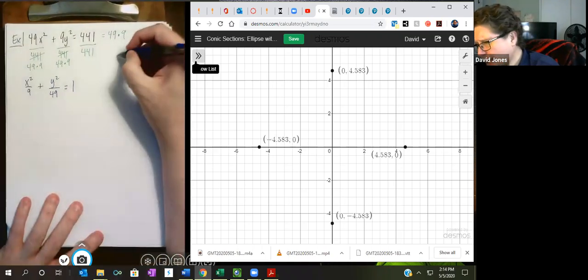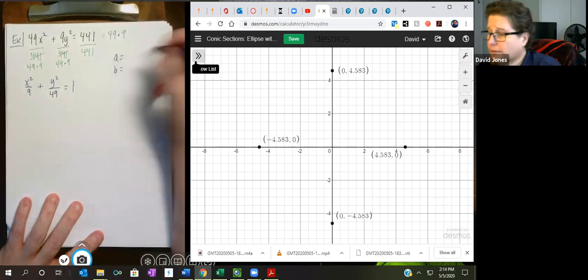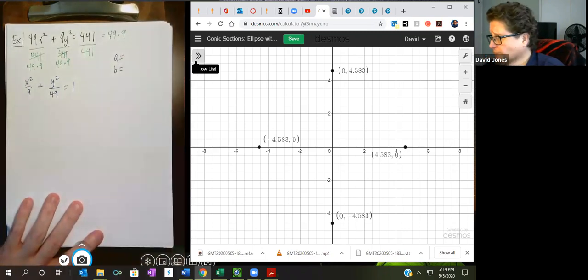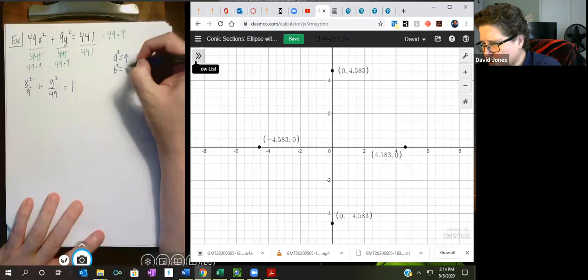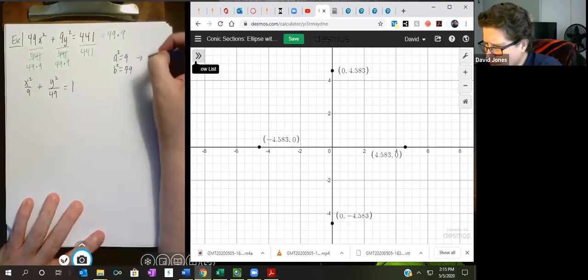What does a equal here and b equal here? Well, I know a squared is 9, b squared is 49. This tells me a equals 3, b equals 7.